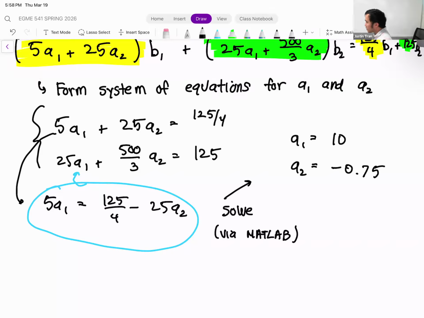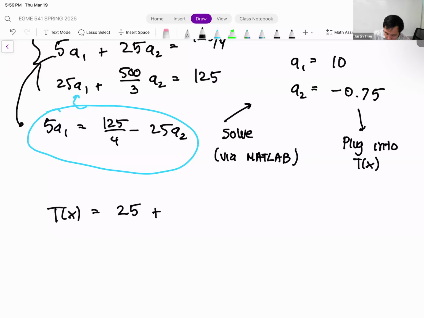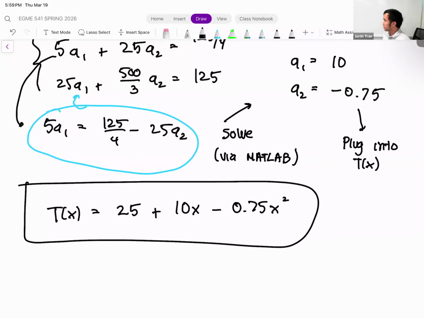All right, and so now that we have A1 and A2, we are done. Let's plug these back in to T of x. We get T of x is equal to A0, and remember A0 was 25, which is what we found from our Dirichlet boundary condition, so let's not forget that. So 25 plus 10 times x, that's A1 times x, minus 0.75, which is A2, times x squared. This right here represents the best possible quadratic function that solves our original boundary value problem.